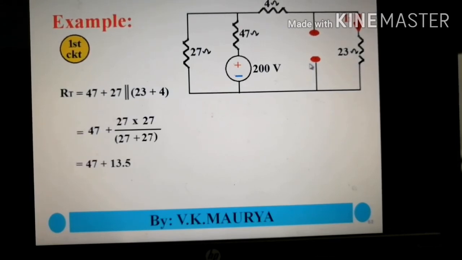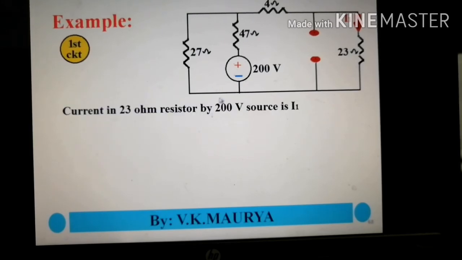After the solving, the value of RT, that is the total resistance of the circuit, is 60.5 ohm. Total resistance of the circuit is 60.5 ohm, right? So the value of current is, total current given by the source is voltage divided by total resistance, that is 200 divided by 60.5, it is 3.31 ampere. This is the current given by this source having the value of 200 volt.